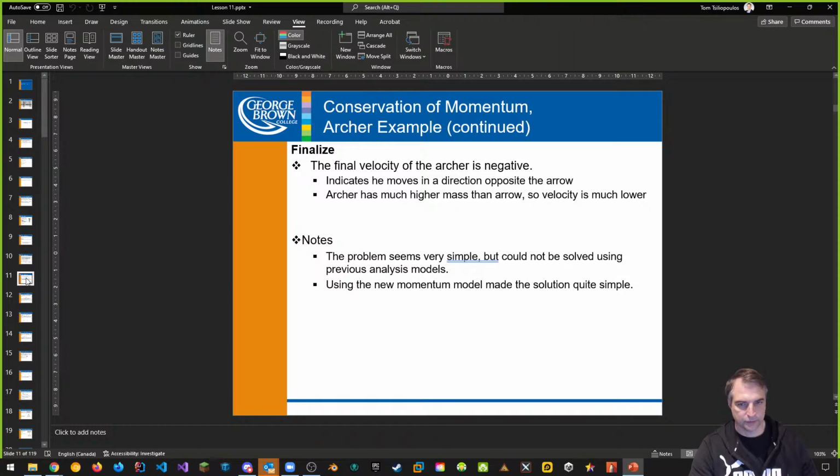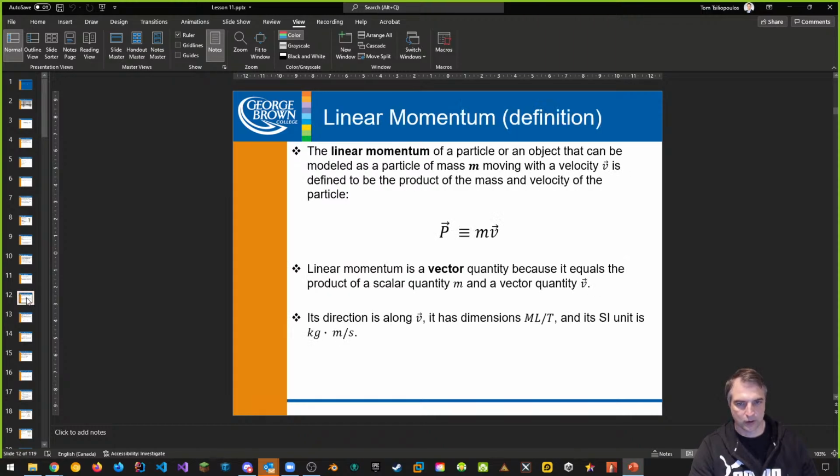Okay, so if that's true, then we can go into other kinds of examples here. Linear momentum: a particle, or an object that can be modeled as a particle, of mass m moving with velocity v, is defined to be the product of the mass and velocity of the particle. So this is linear momentum, and it's usually a vector. Linear momentum is equal to mv, mass times velocity.